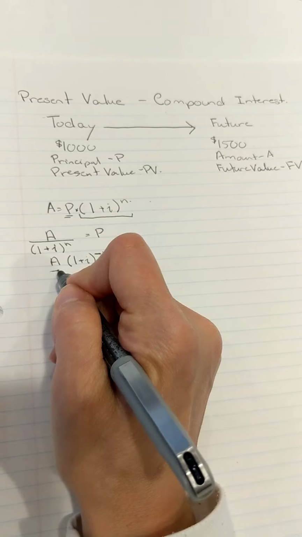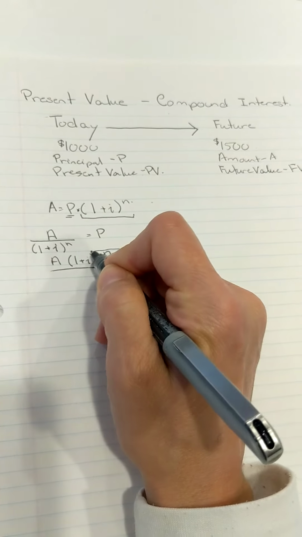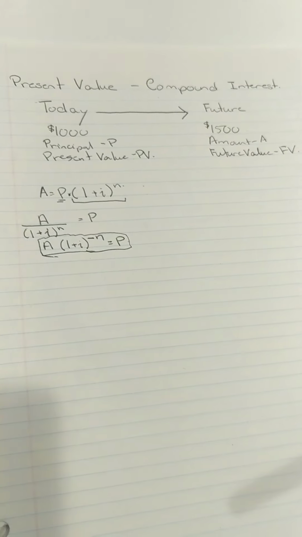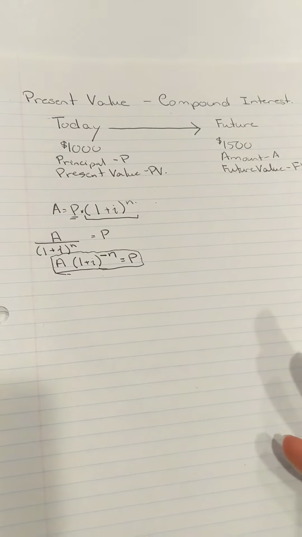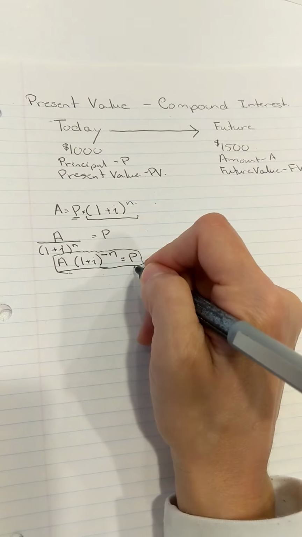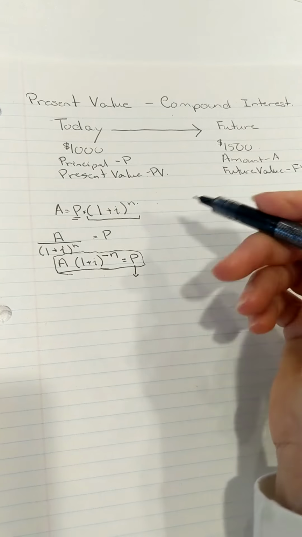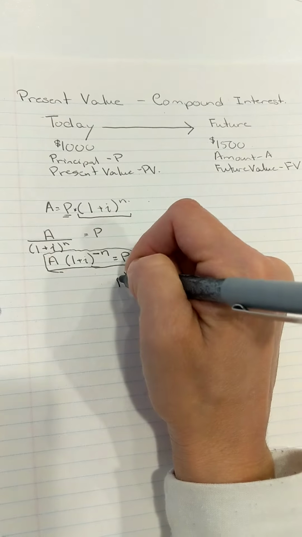Okay, this is your formula for, let's get this all the way around. That's your formula essentially for present value. Now, we're going to make it a little bit nicer, okay? We're not going to use P, we're going to use PV.